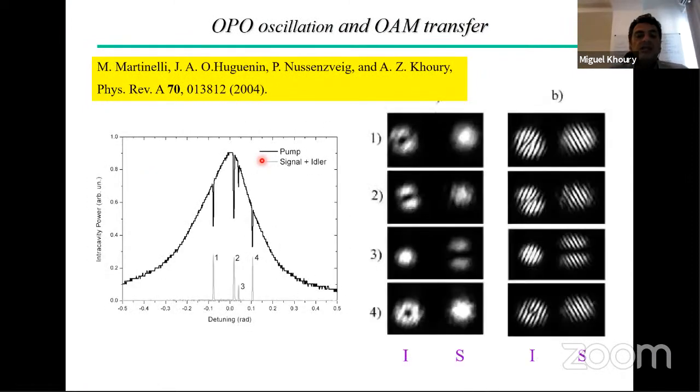And then we could see different OPO operations. This is the pump cavity resonance of the pump beam, and each spike here is an OPO operation where we could see generation of down-converted beams in the cavity. We could see, for example, four operation peaks related to different operation conditions, and we could see OAM transfer in two of them, but we could not see OAM transfer in one of them.